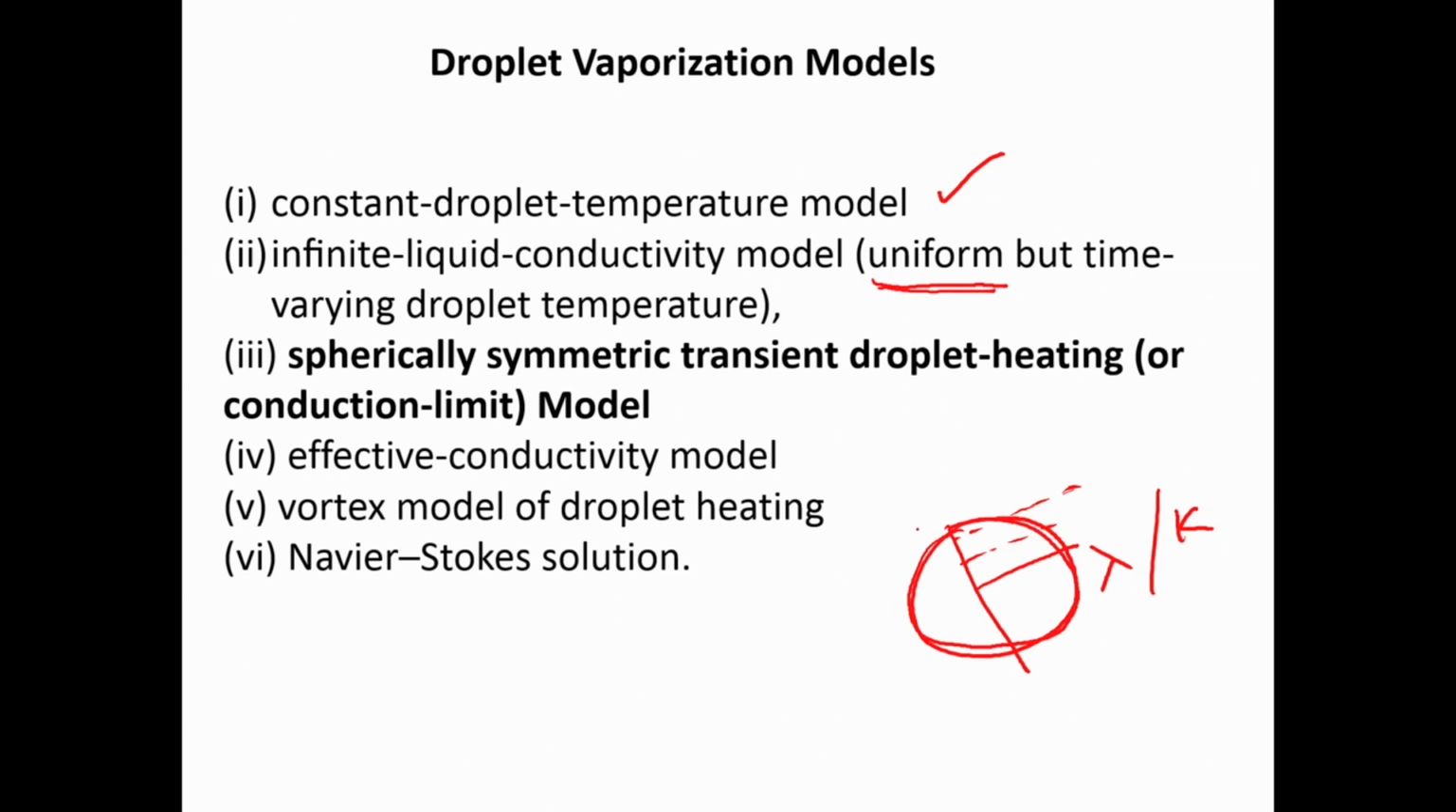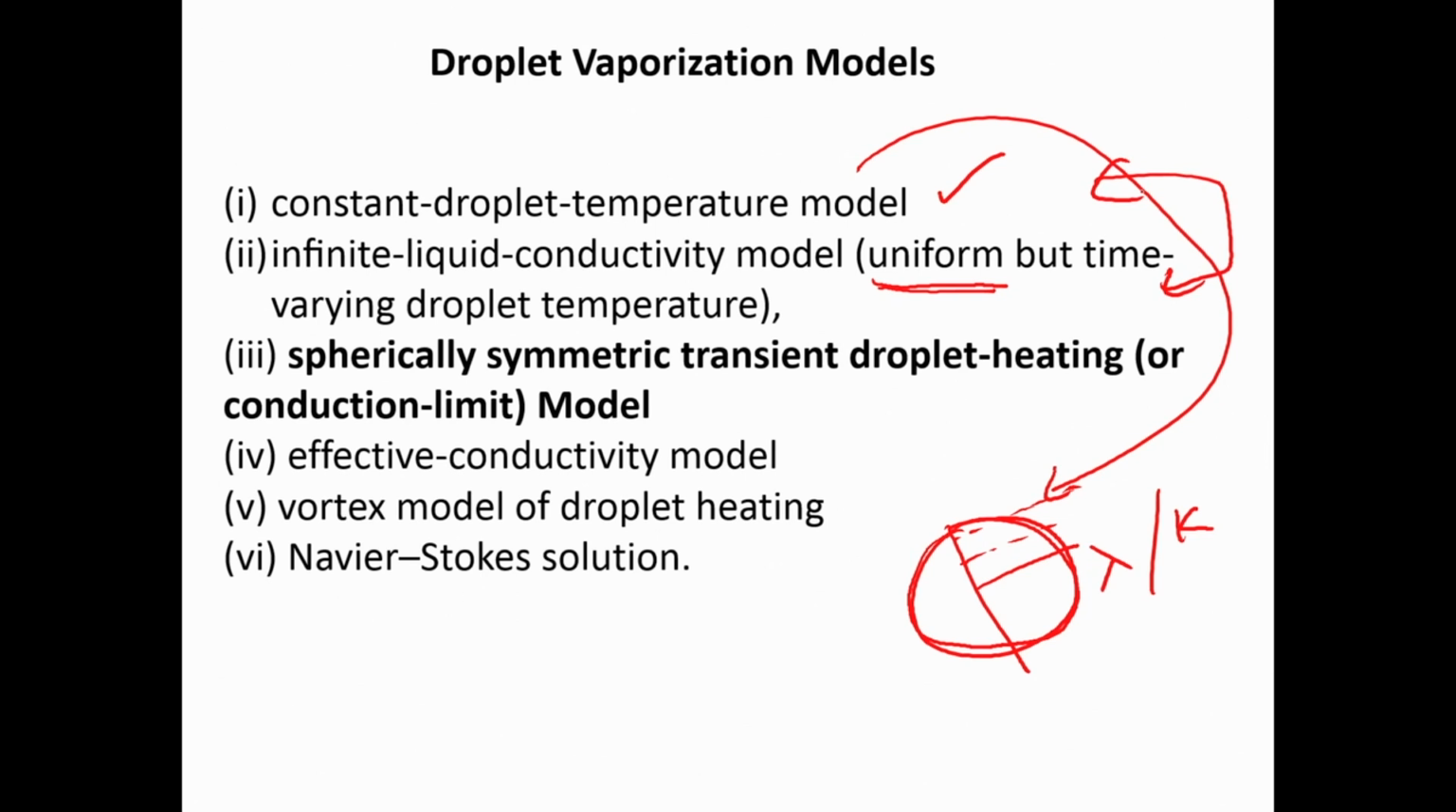Because there is no variation of temperature within the droplet, and the constant droplet temperature model means the temperature is constant no matter what. These two can be linked with each other, and in fact they are linked with each other, and we will see how in a little bit.